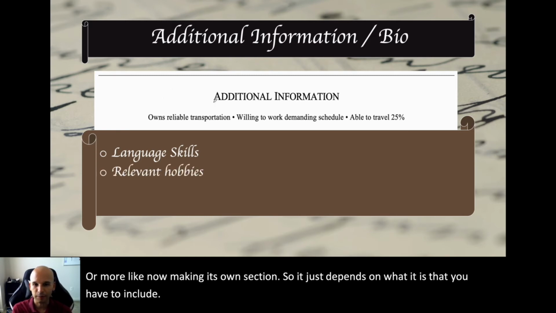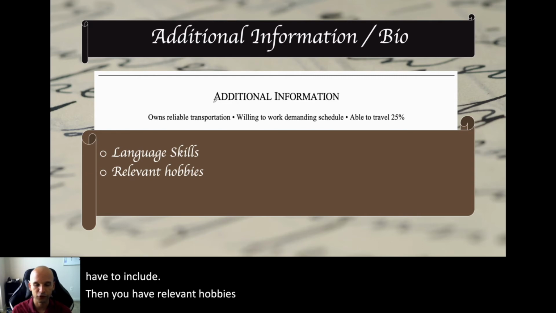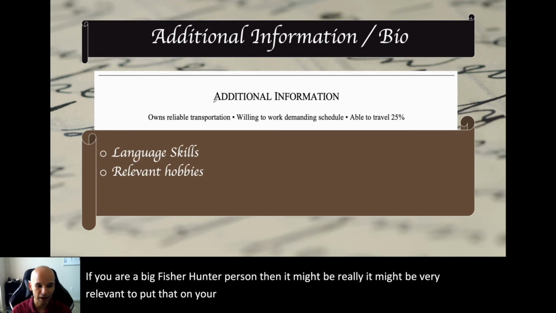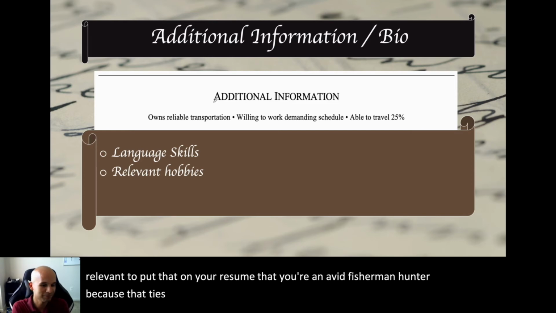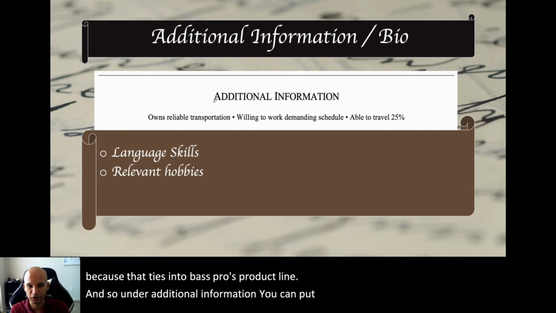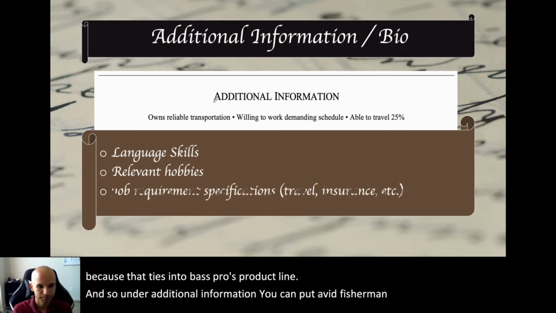Then you have relevant hobbies. So let's say you're applying for a job at Bass Pro Shop. If you are a big fisher hunter person, then it might be very relevant to put that on your resume that, hey, you're an avid fisher and hunter, because that ties into Bass Pro's product line. And so under additional information, you can put, avid fisher and hunter, or you can put it in summary.